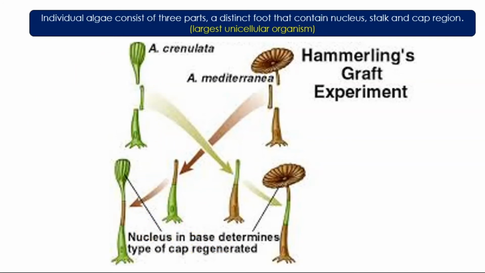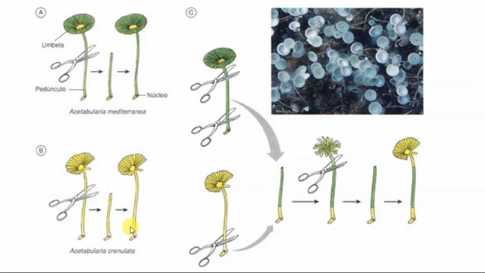because here the cap was removed. The type of cap which is regenerated depends on the nucleus in the bottom, or in the foot region. That's why he concluded that the nucleus contains the genetic material. For example, you can see this diagram. The cap is removed, then the foot region of Acetabularia crenulata is taken to this one, and from there, this foot region controls the development of the cap.